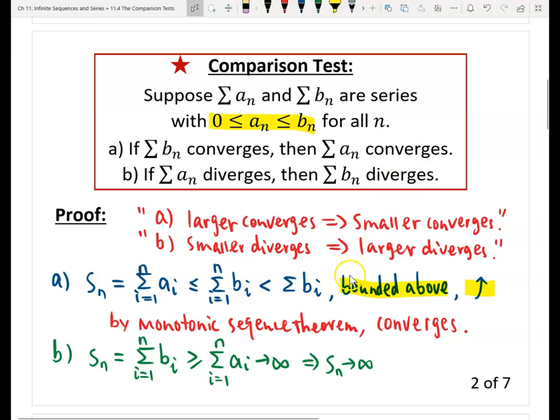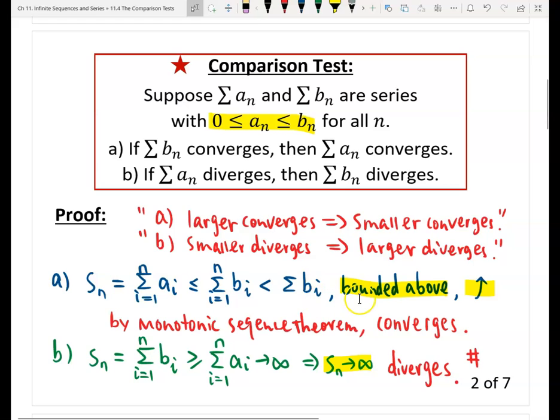Okay, and this is important. So can you see? Let me highlight. S_n, the partial sum, diverges to infinity. So what is the result? And therefore the series diverges too. And that's the proof.